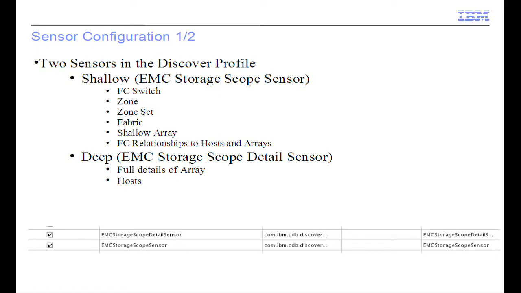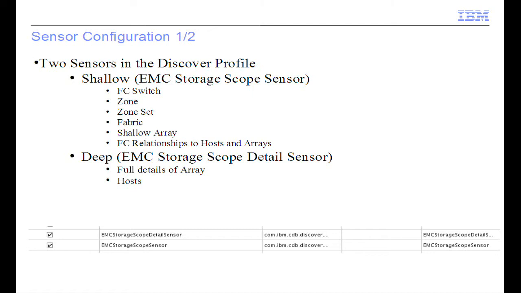It is important to understand how the sensor works. Basically, discovery is split into two sensors. The first one is called the EMC storage scope sensor, which acts as the primary one and is discovering objects like fiber channel switches, fabrics, fiber channel relationships, and shallow array.